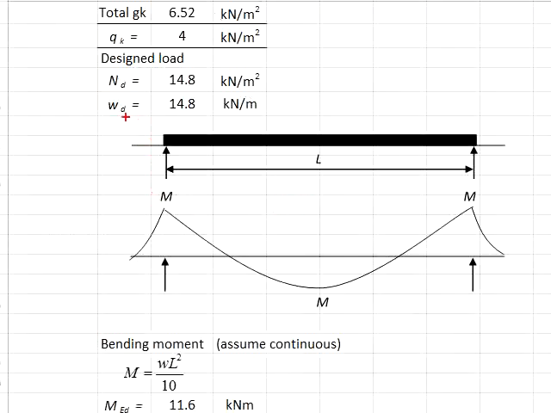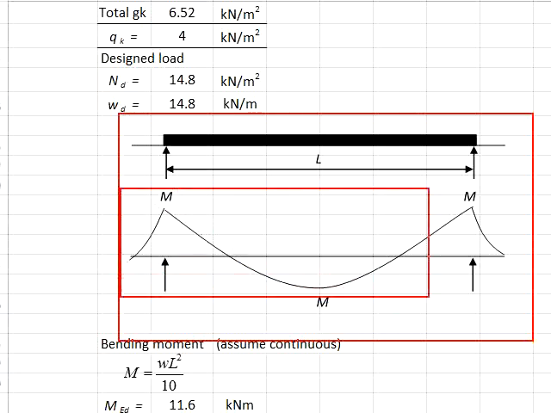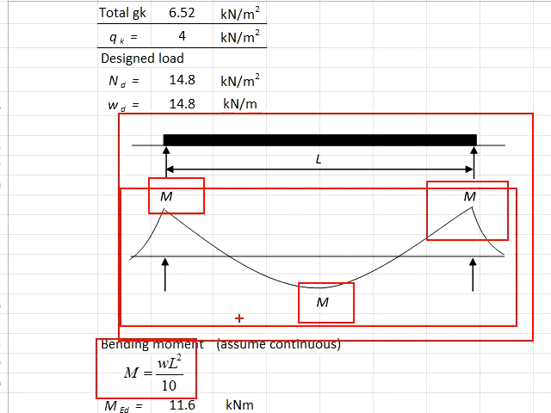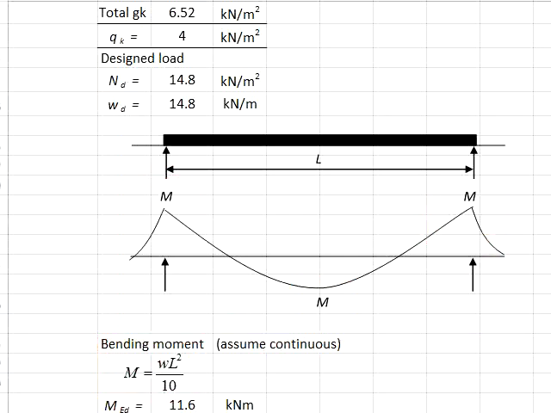Having it as an intermediate span, the bending moment diagram will look something like this. There will be moment at the midspan and also moment at the support. And the bending moment will be determined by WL square per 10.